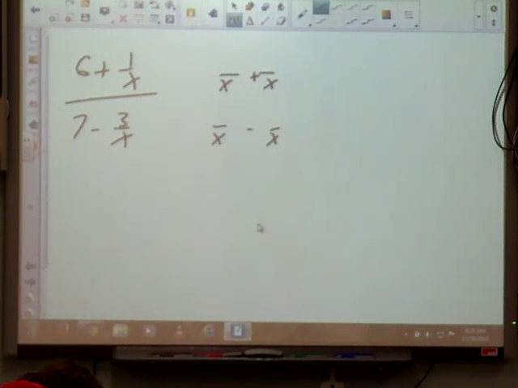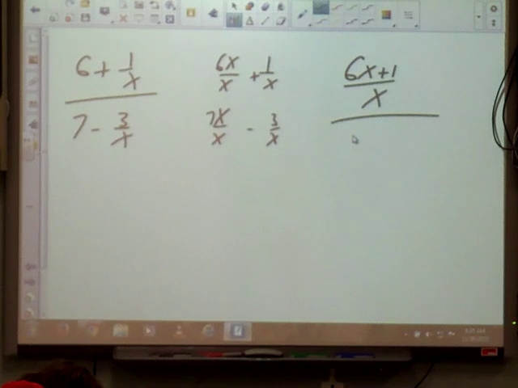Alright, y'all did get that. On the numerator, I've told you your common denominator is going to be x, because that's like a 1, so 1 and x both go into x. So the 6, I need to multiply it by x. The 1, I don't need to do anything to. So we've got 6x plus 1 over x. Down here on the bottom, 7, I need to multiply it by x. The 3, I don't need to do anything to. So I've got 7x minus 3 over x.